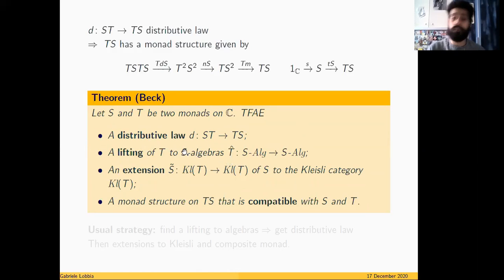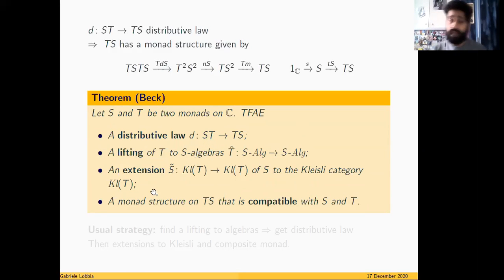Then it's also the same thing as having an extension to the Kleisli. And be careful, because here, this is a distributive law of T over S, and we get a lifting of T to the S algebras, but then we get an extension of S to the Kleisli of T. So it changes the direction; in general, the order of the two monads is important.